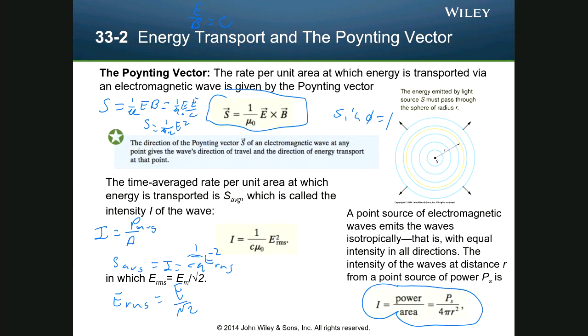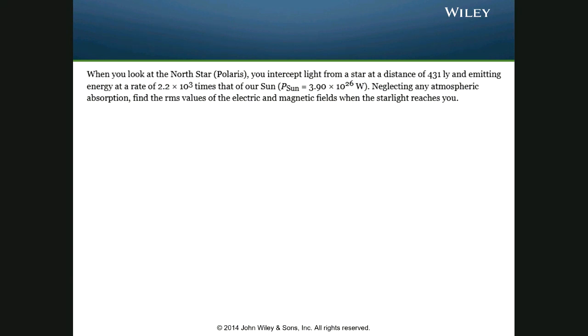Okay. So let's move onward and upward. So we have an example. Always a good time to do an example. So when you look at the North Star, Polaris, you intercept light from a star at a distance of 431 light years. You will have to convert that to meters. I hope you brought your Google and things. That's how I'd probably do that. And it is emitting energy at a rate of 2.2 times 10 to the 3 times that of our sun, where the power the sun emits is 3.9 times 10 to the 26 watts.